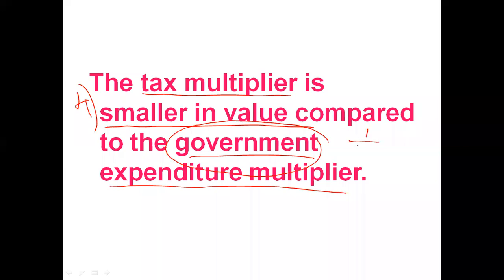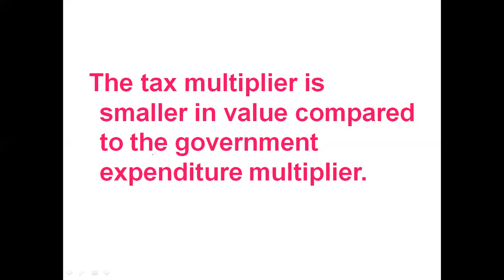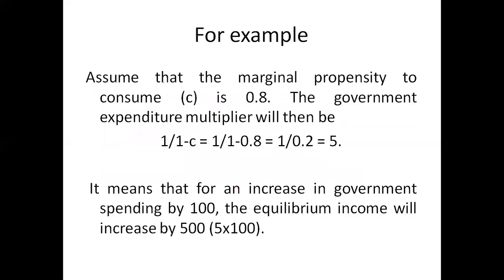The multiplier is 1 divided by 1 minus C. So government expenditure multiplier is more, tax multiplier is less in value. So with this, we look at this problem, students. Here, assume that marginal propensity to consume, that is MPC, value is 0.8.